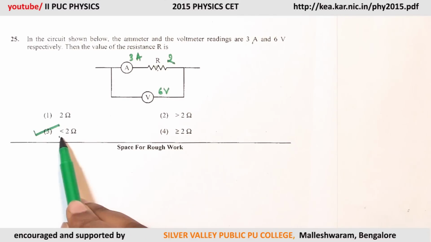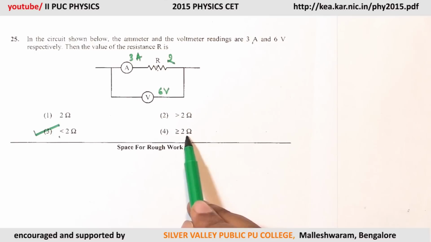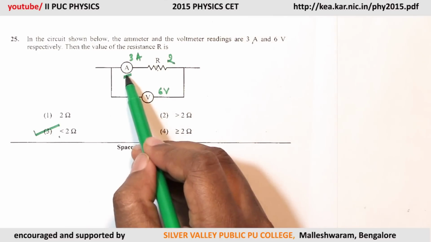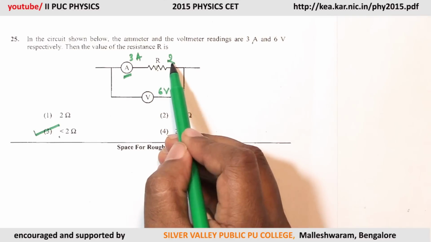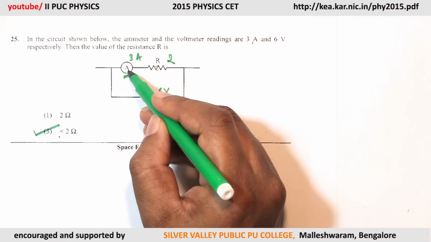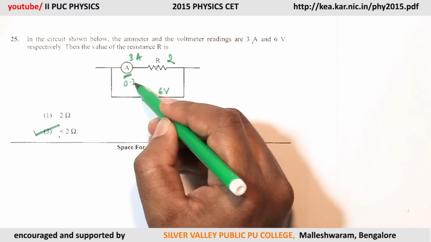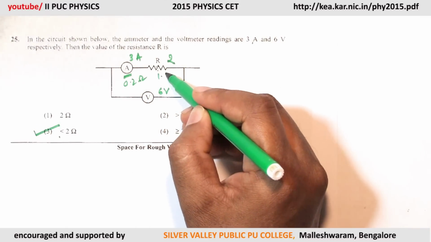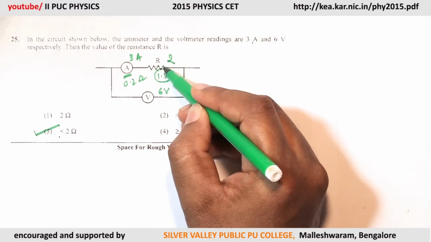Greater than 2, less than 2, greater than or equal to 2 means you have to consider the resistance of the ammeter, this small value, and then this. For example, the resistance of the ammeter is 0.2 ohm. Then the resistance of the resistor is 1.8. Certainly 1.8 should be less than.